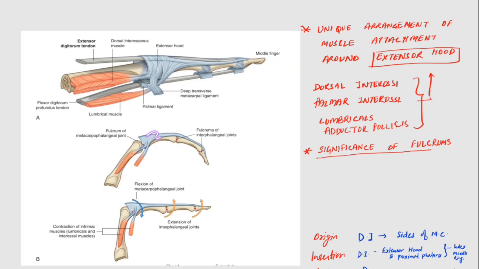But this extensor hood is continuous with the dorsal digital extension. So, overall action at the PIP and DIP joints will cause extension, and flexion at the MCP joint. So the net effect will be flexion at the MCP joint and extension at the interphalangeal joints.